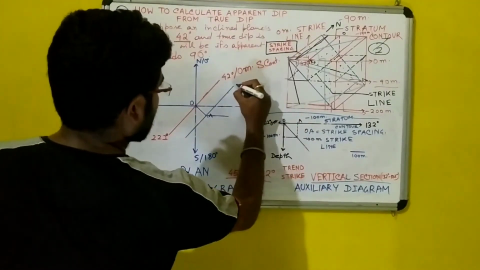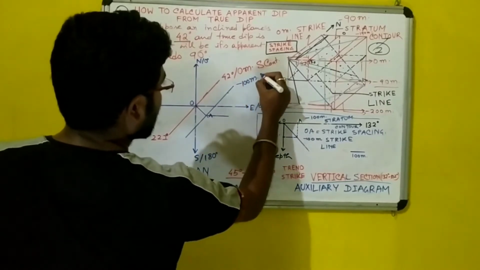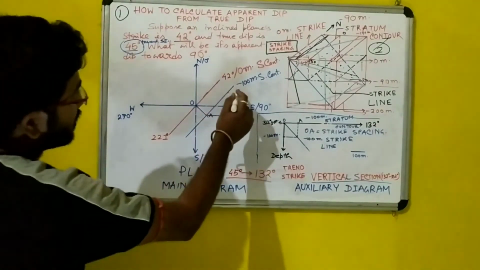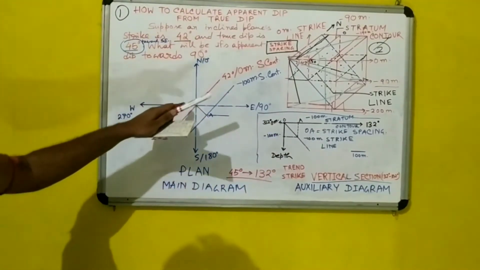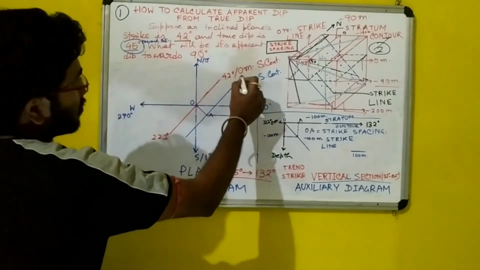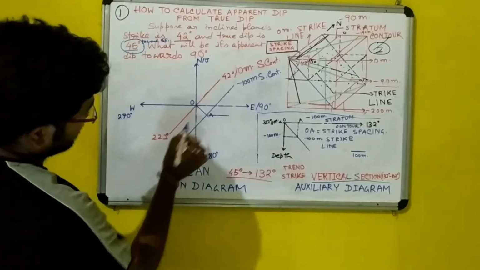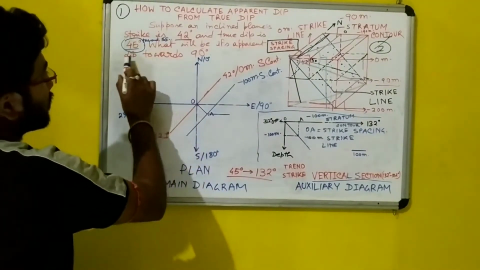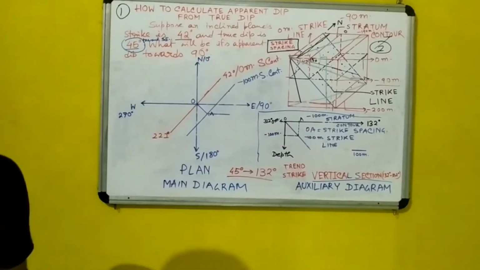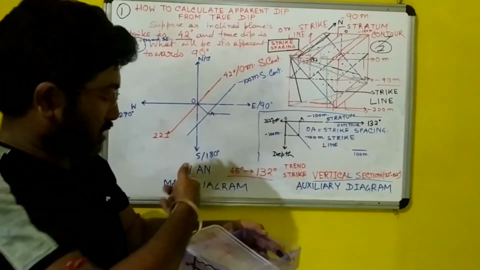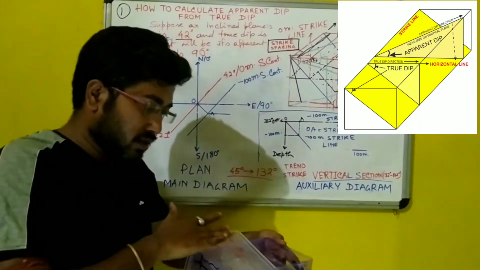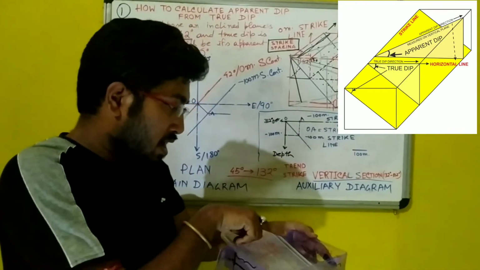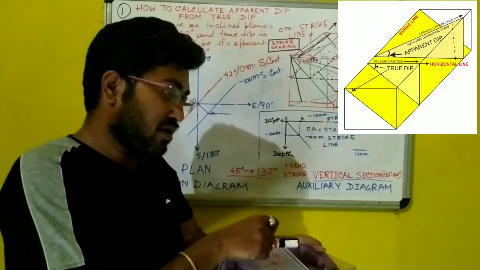This is my minus 100 meter stratum contour. Since O is there, this is the 0 meter stratum contour, and this is the strike spacing. Now I need to measure the apparent dip towards 90 degree. And how will I get that? Suppose this is north, this is 42 degree, this is the true dip towards 132 degree, and this is the 90 degree line.